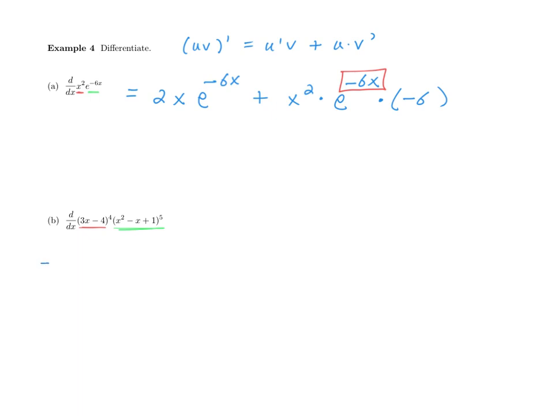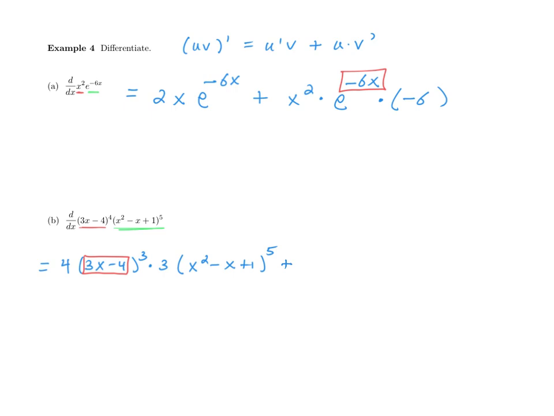For this one, if we take the derivative of the first, so that's this thing here, I bring down the 4, I copy down the inside, and I subtract 1 from the exponent. So that's 4 times (3x minus 4) cubed, but I have to multiply by the derivative of the inside function, which is 3x minus 4, and that is 3. And then I simply copy down the second, (x squared minus x plus 1) to the fifth.